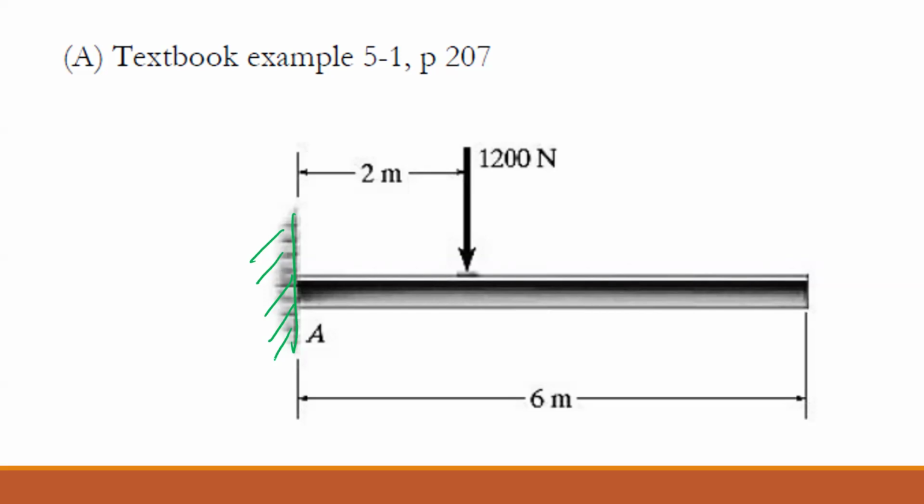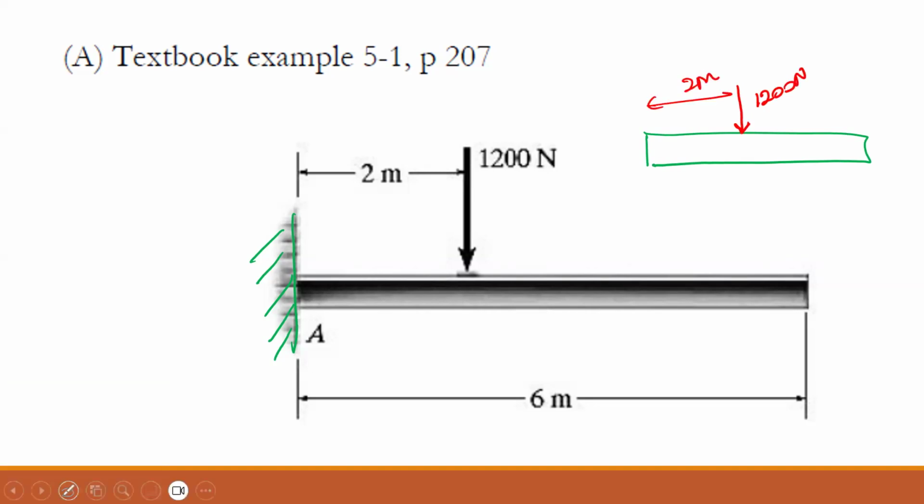Free body diagram means you just take the beam out and you put all the forces acting on the beam. So what are the forces acting on the beam? You have 1,200 newtons acting here with 2 meters, and this is a fixed support. So you have an x force and a y force and also a moment, an unknown moment. So this is what we call the free body diagram of this one.